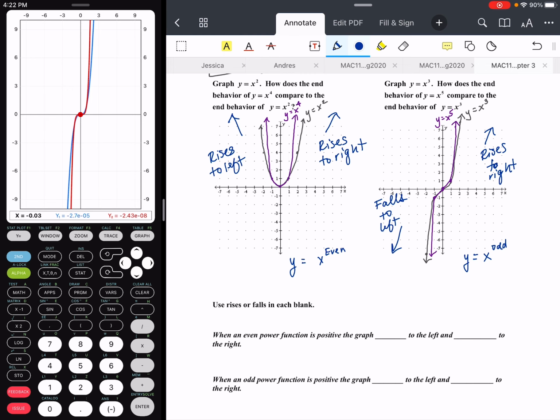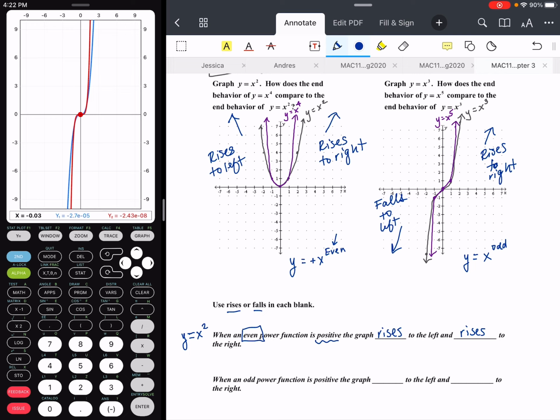All right, so in general, it says to use rises or falls in each blank. When an even power function, so even, that's the exponent, is positive, meaning there's a positive coefficient, the graph rises to the left and rises to the right. So when I see an even power function that's positive, I just think of my basic function y equals x squared, and I think of how a parabola behaves.